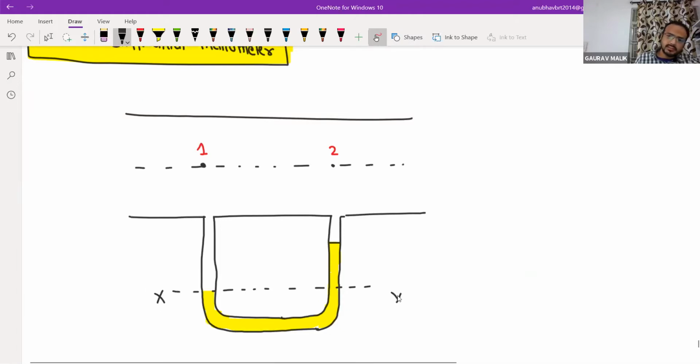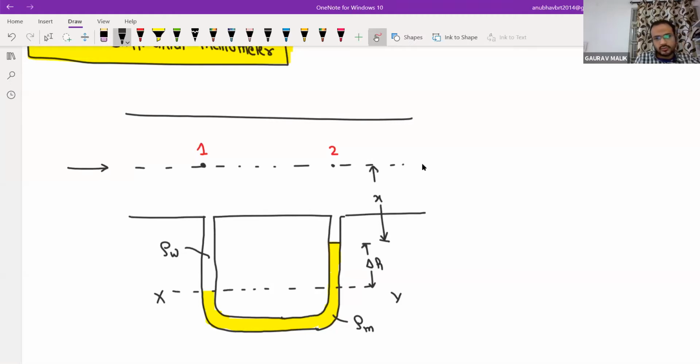Assume it is datum line XY. Manometric fluid density rho m. Density of the working fluid rho W. Assume it is delta h. And from here to here, we always take distance from the center line. It is x. This is the direction of flowing fluid. Draw this diagram.